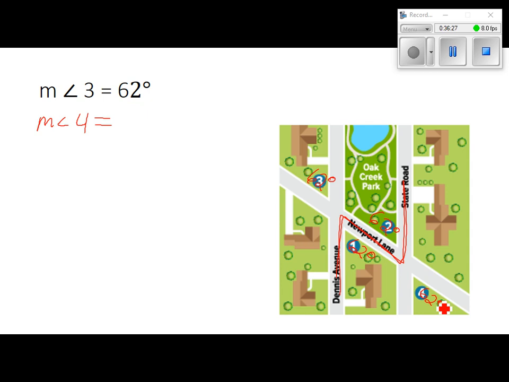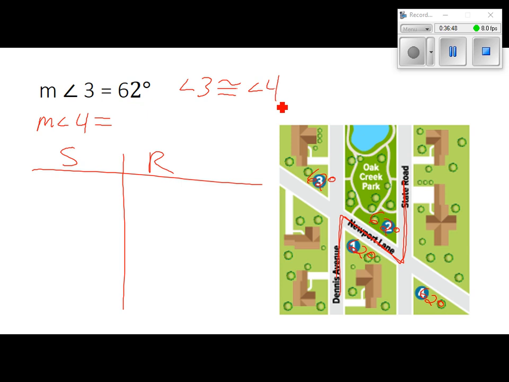If we were to do a two-column proof about something like this, and we had to put that angle 2 and angle 1 are congruent, would the reason be that they are alternate interior? So let's say we were trying to prove angle 3 is congruent to angle 4, if we were writing a two-column proof for this. All right?